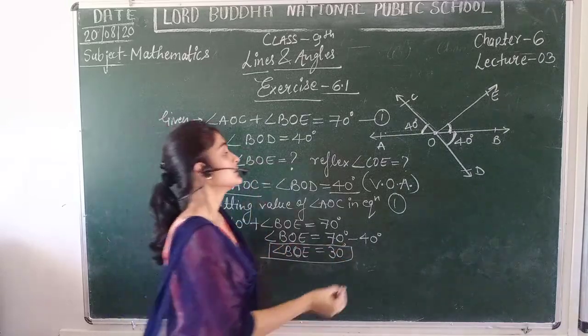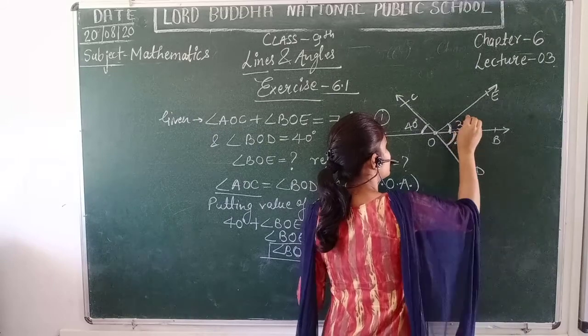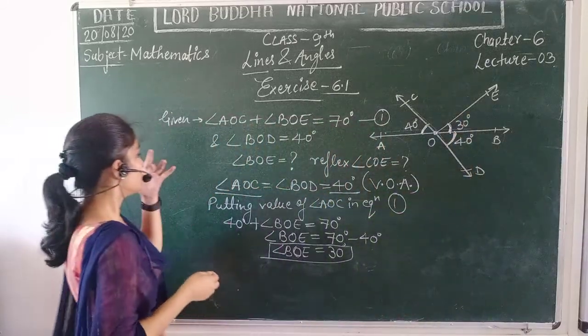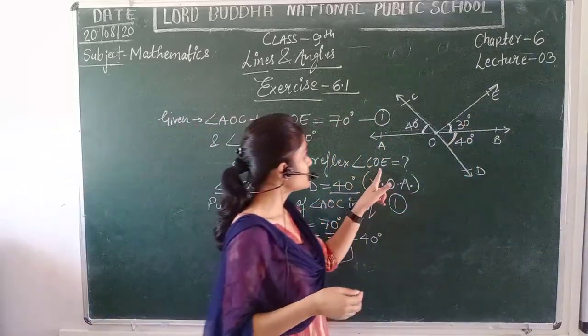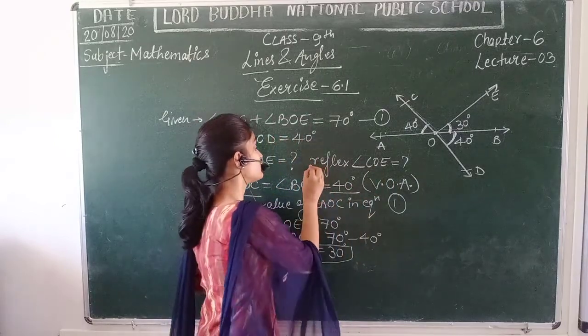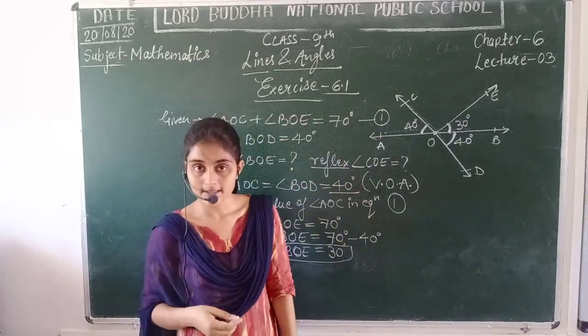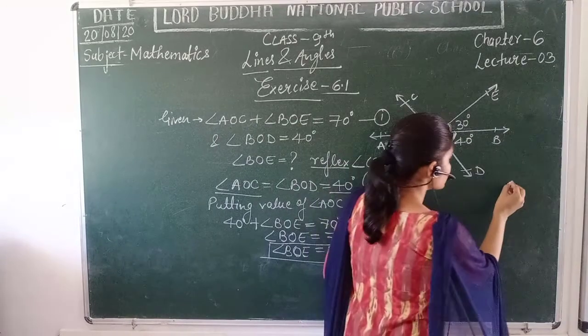30 degrees. That means this angle is 30 degrees, right? Now what next you have to find? Angle COE. But there is a word written before it, reflex angle COE. So what is the meaning of reflex angle COE?